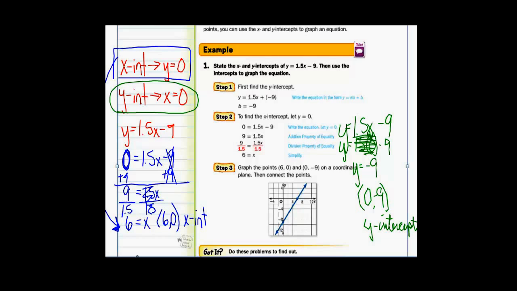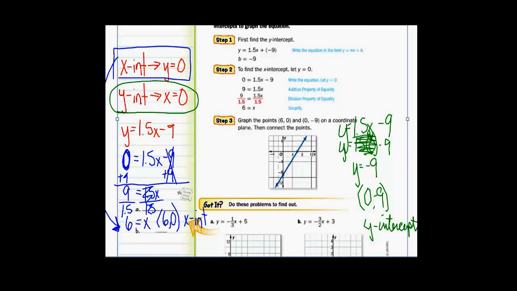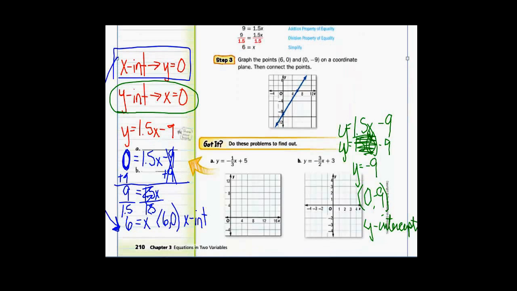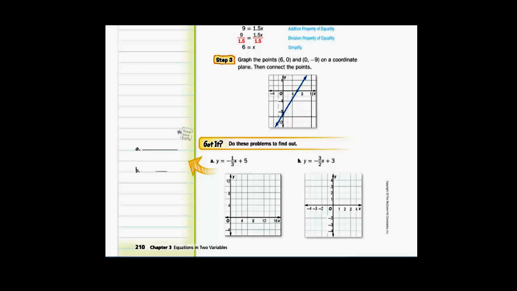All right? So let's try the next one down here under got it. I know you're going to be able to graph it once you find the intercepts, so I want you to pause it and try the intercepts. I'm going to clear all this off of here for you. Pause it and find the intercepts.